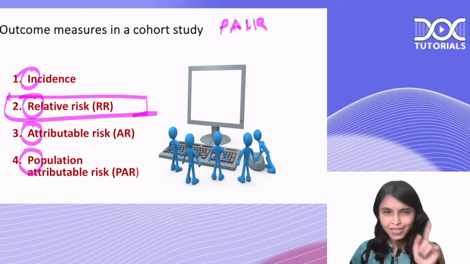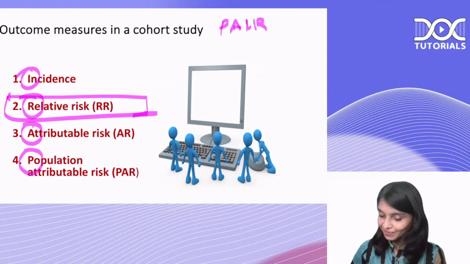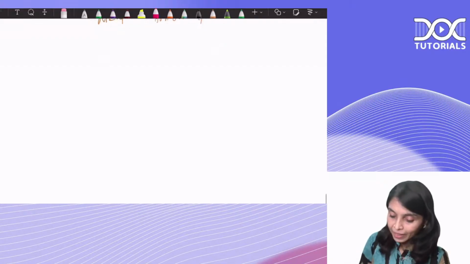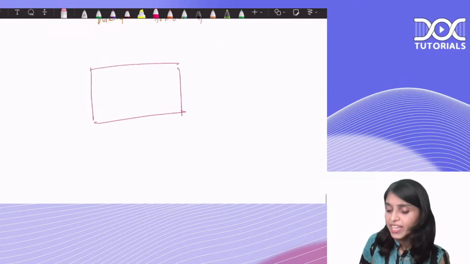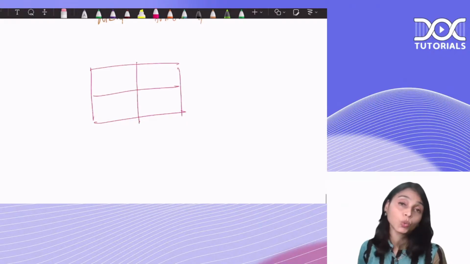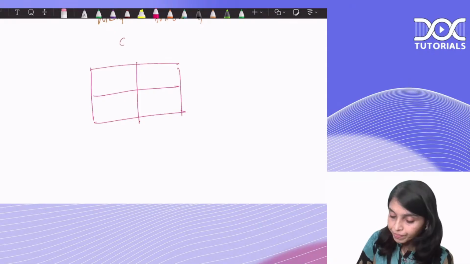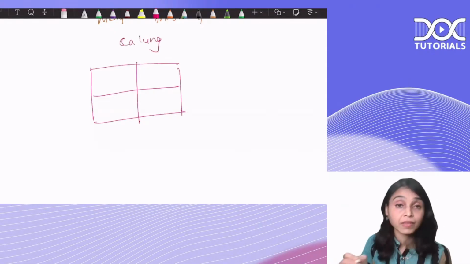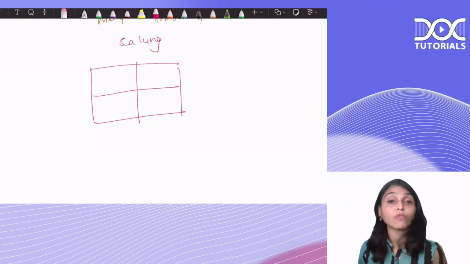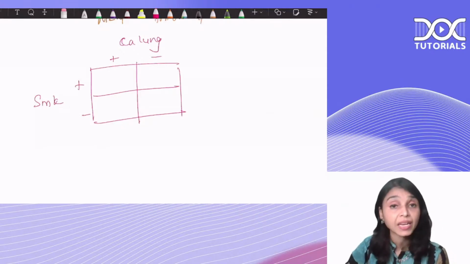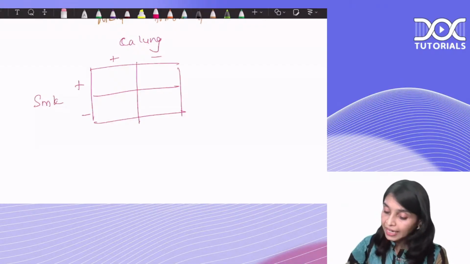Or else I'll do one thing. I'll just try to draw a 2-into-2 table just for your understanding. Are you seeing a table? Okay. So I'm doing a cohort study to find out the relationship between smoking and lung cancer. I said along the column, you should always write disease status, right? Then smoking here. So CA lung plus, minus, smoking plus, minus.